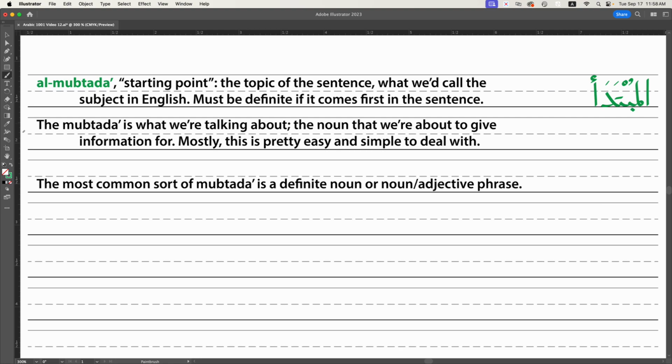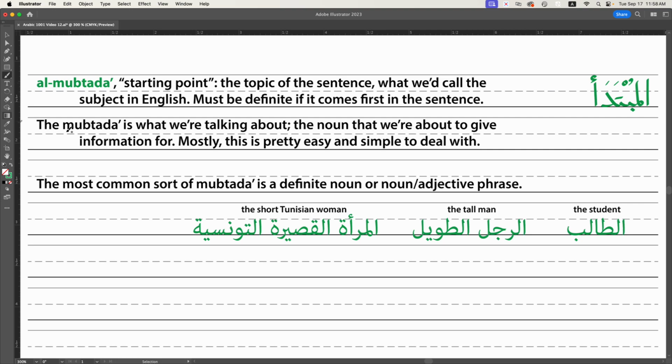So the most common sort of mubtada is a definite noun or noun adjective phrase, and this is best done through examples. So we have at-talib, a definite noun, the student. Ar-rajul at-tawil, an ism sifa or noun adjective phrase, the tall man. We're really saying the man, the tall. And then we have 3 words here which are all definite. Al-mar'a, the woman, al-qasira, short, at-tunsiya, Tunisian. So these are all examples of mubtadas. None of them is a sentence here. These are just the starting points of sentences.